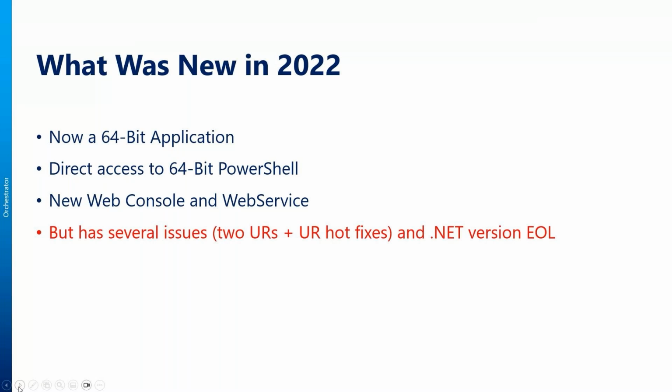But there are several issues with 2022. There are two update roll-ups for 2022, which have hot fixes for those UR updates, and there is still some functionality which isn't working in 2022, and the .NET framework version that is used in 2022 has also reached end of life. So there were some issues within 2022, even though it added some new capabilities.